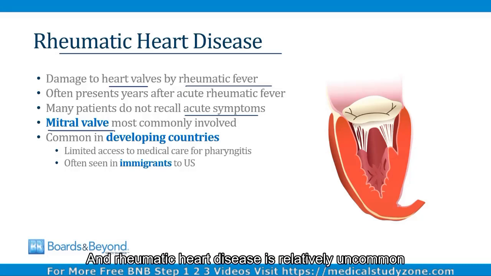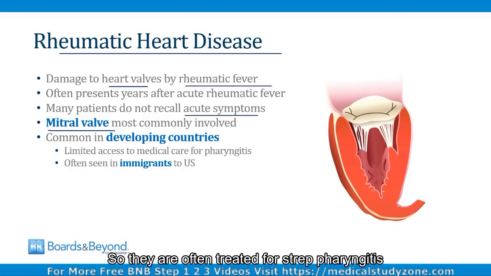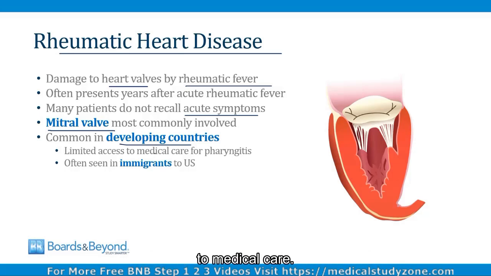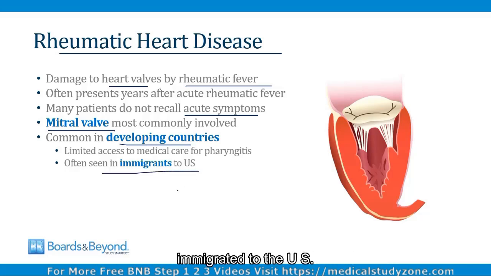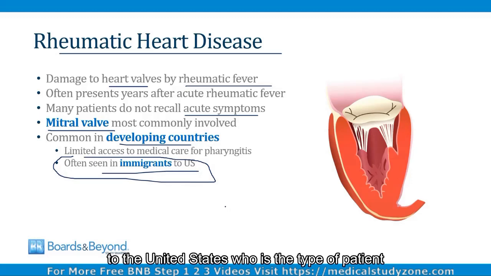And rheumatic heart disease is relatively uncommon in the United States. That's because children have ready access to antibiotics, so they are often treated for strep pharyngitis and they don't develop complications like rheumatic heart disease. Rheumatic heart disease is much more common in developing countries where there's limited access to medical care. And for this reason, in the United States, many patients who have rheumatic heart disease immigrated to the U.S. And in a board question, it will often be an immigrant to the United States who is the type of patient that presents with rheumatic heart disease.